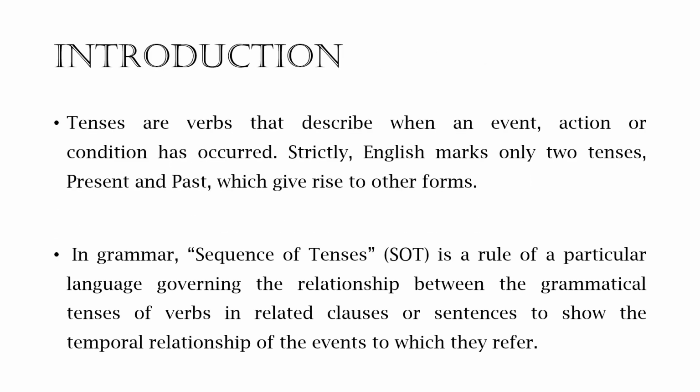We are considering, when we talk about tenses, verbs that describe when an event, action, or condition has occurred. In the English language, we have present and past tense, which give rise to other forms like present continuous or past continuous. In grammar, sequence of tenses is a rule of a particular language that governs the relationship between the grammatical tenses of verbs in related clauses or sentences to show the temporal relationship of the events to which they refer. And so whenever you have more than a clause, you should mark tense.